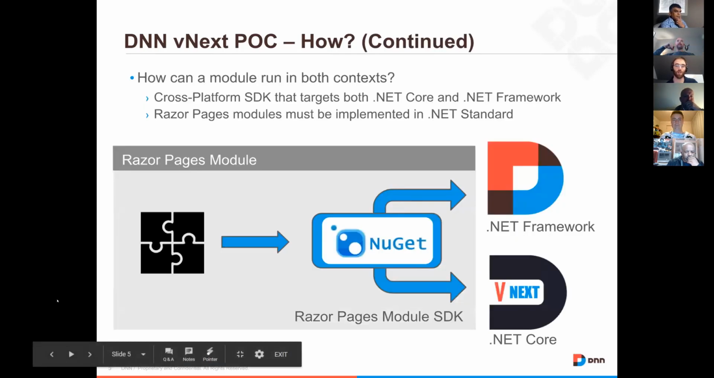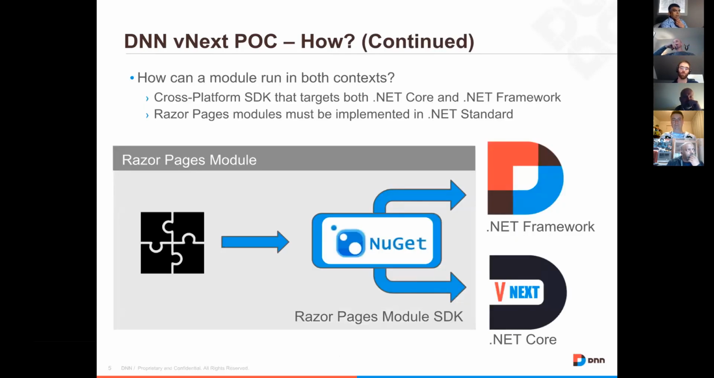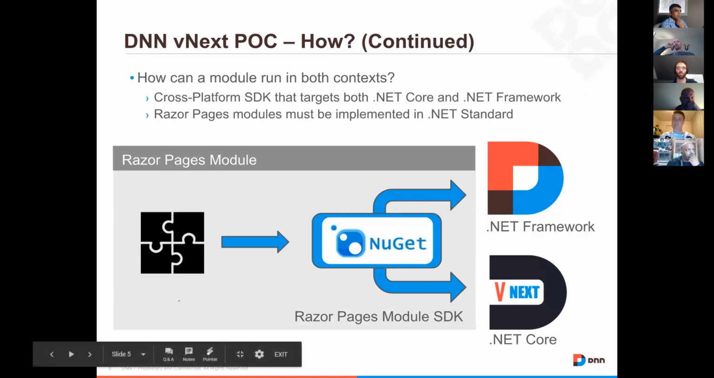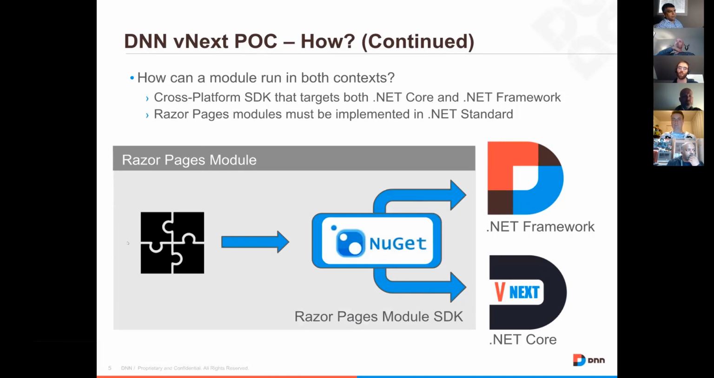So what I did is I created a Razor Pages module SDK. And like I was just saying, the SDK has two implementations. It's got a .NET Framework implementation and .NET Core. So as far as your module development goes, all you're going to do is reference that NuGet package. And then when you install it, it's going to use the appropriate DLLs that go with it. Again, your SDK is going to be identical. There's no changes for that module depending on if you deploy it in .NET Framework or .NET Core.